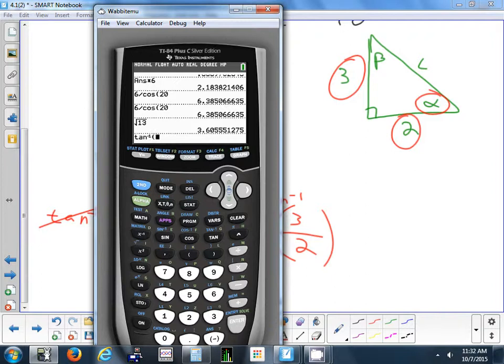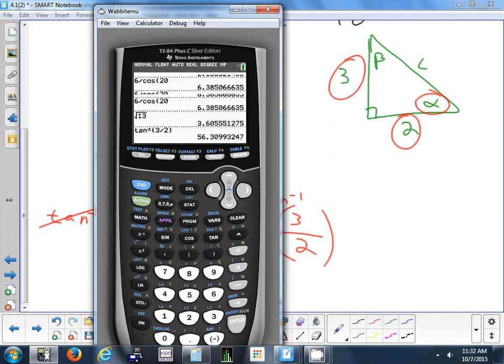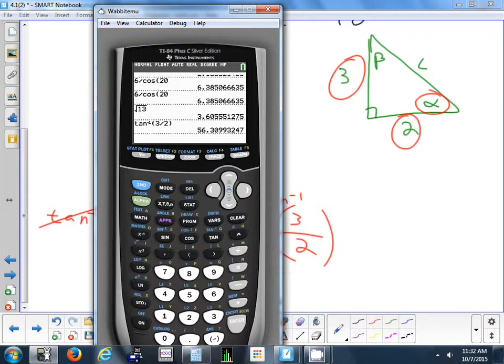Okay, second inverse tangent, 3/2. Okay, 56 point, we'll round it up. 310. Okay, it rounds up.